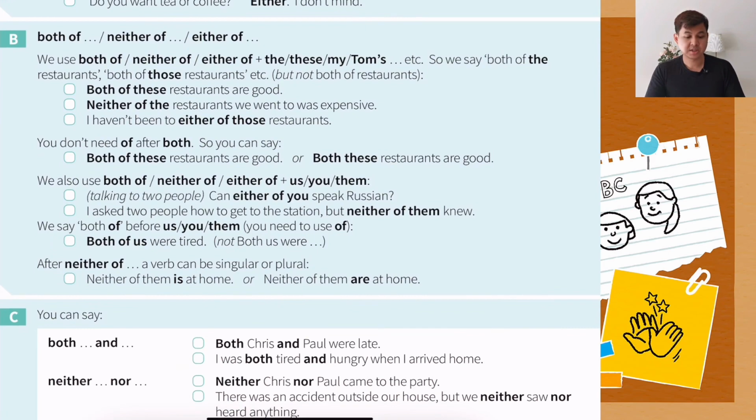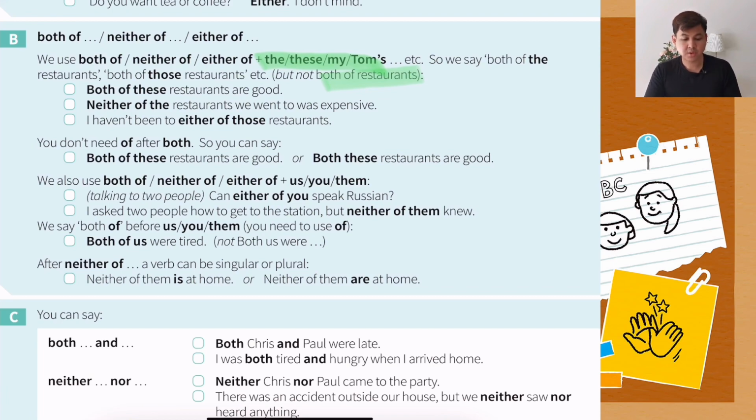Now we move on to section B, how to use both of, neither of, and either of. We use both of, neither of, and either of plus the, this, my, Tom's, etc. So we say both of the restaurants, both of those restaurants, but not both of restaurants. For example, both of these restaurants are good. So restaurants number 1 and 2 are good.